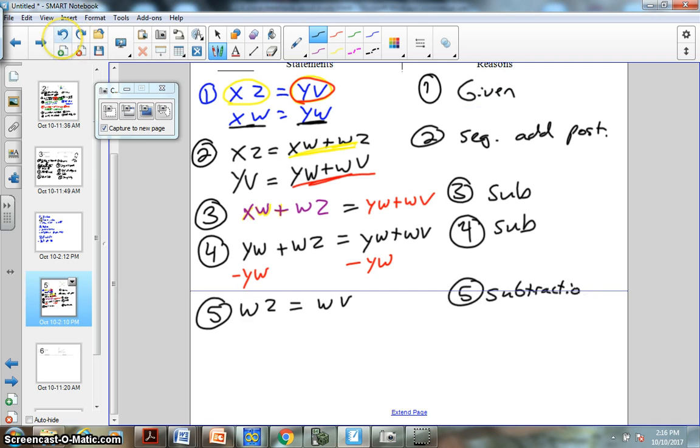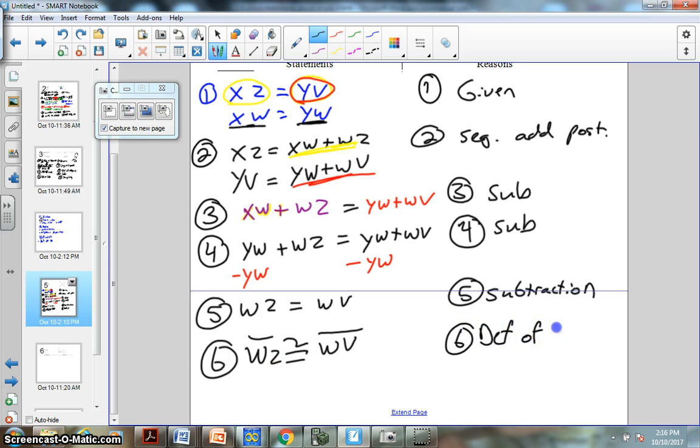And then finally, it's almost done, but it doesn't quite look like my proof. You see my proof has those congruent symbols. So step 6, WZ is congruent to WV. Definition of congruence. Segments. Okay? And that's how you do that proof.